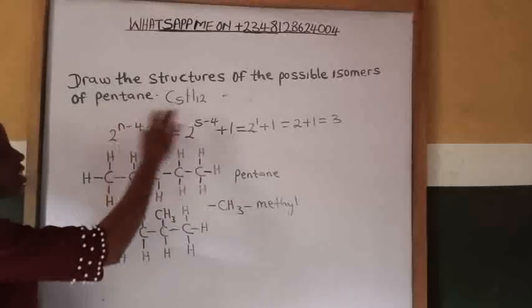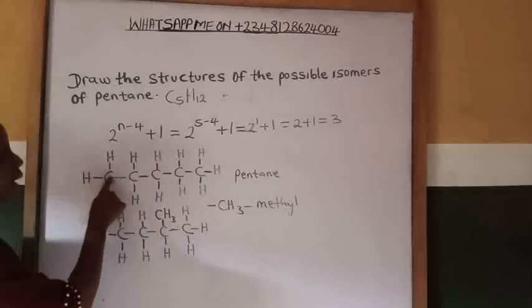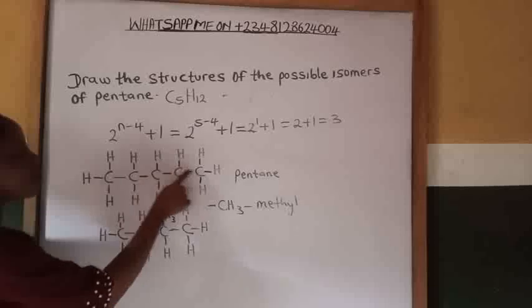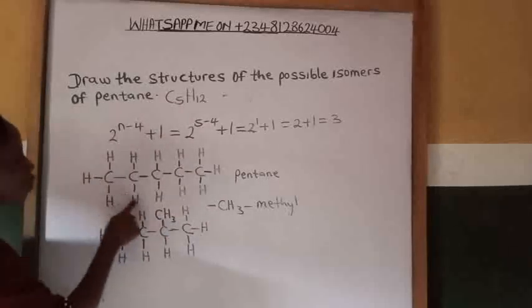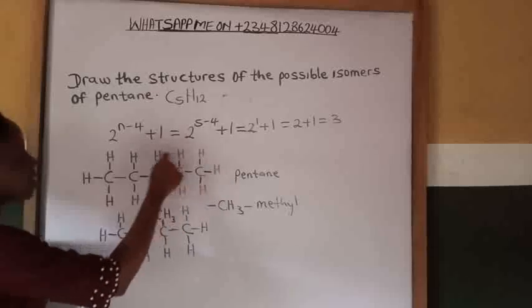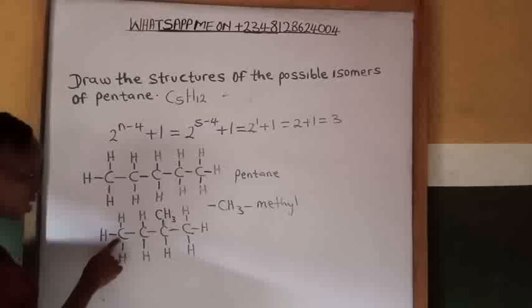Then let's consider the definition of isomerism. It says that they will have the same molecular formula but different structural formulae. Do they have the same molecular formula? Let's check. For this one, how many carbon atoms? 1, 2, 3, 4, 5. C5. How many hydrogen atoms? 1, 2, 3, 4, 5, 6, 7, 8, 9, 10, 11, 12. 12 hydrogen atoms.